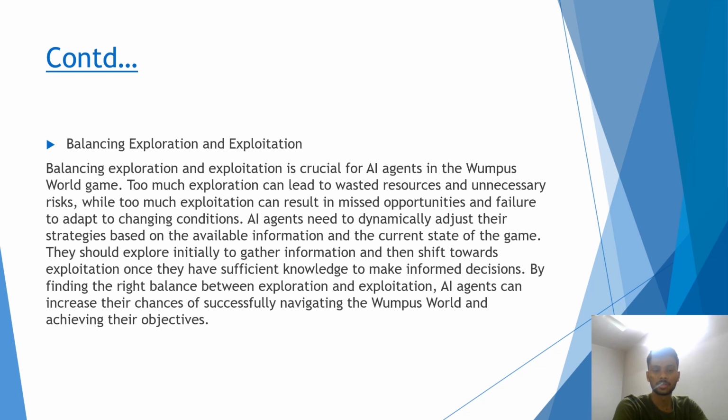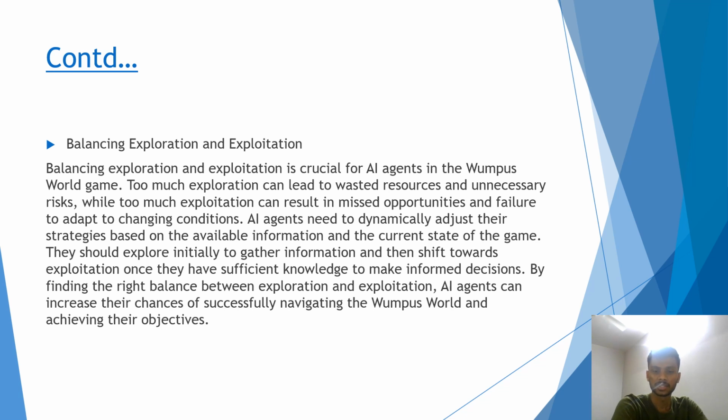Continuation. Balancing exploration and exploitation. Balancing exploration and exploitation is crucial for AI agents in the Wumpus World game. Too much exploration can lead to wasted resources and unnecessary risk, while too much exploitation can result in missed opportunities and failure to adapt to changing conditions.